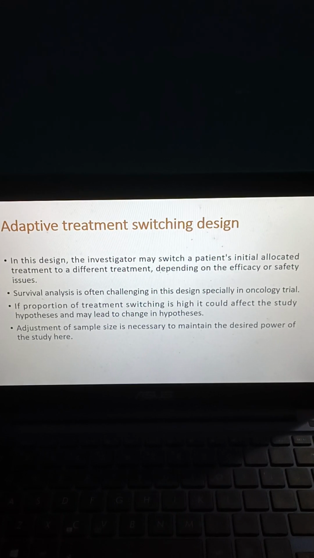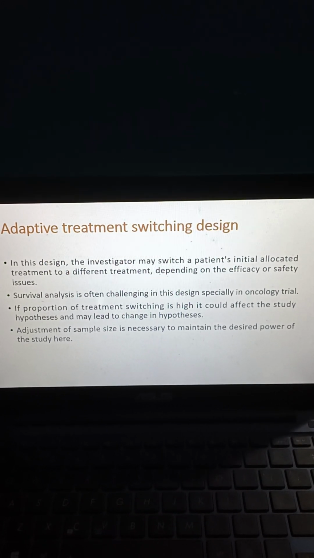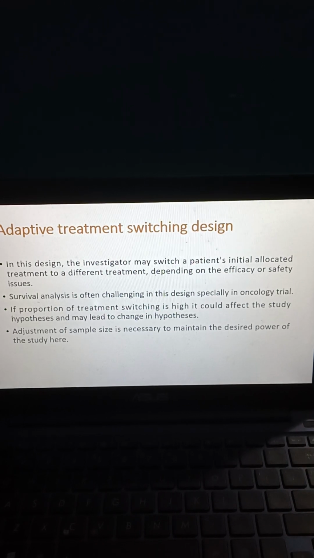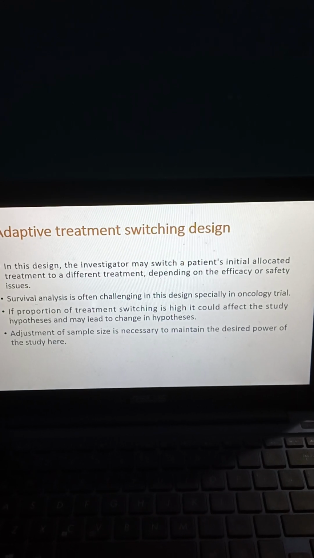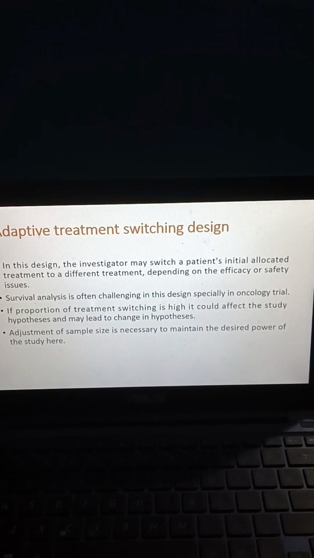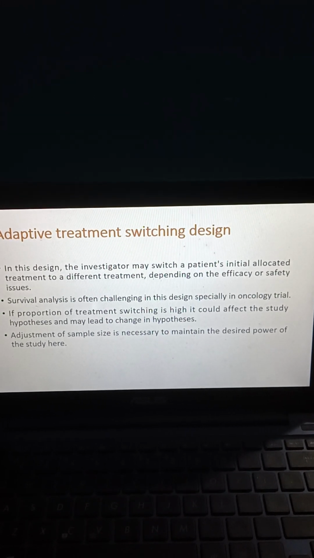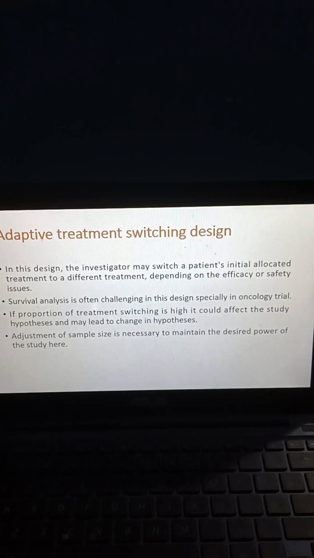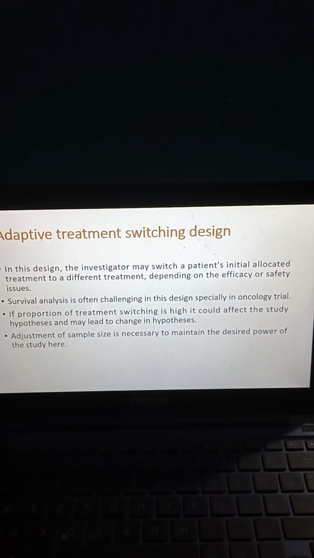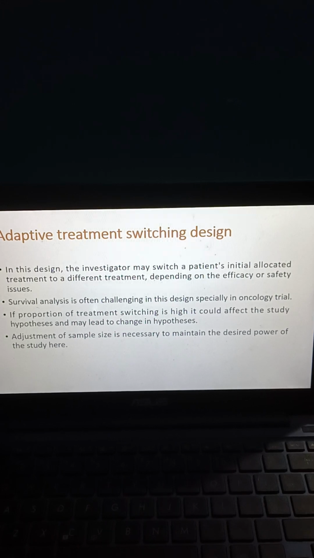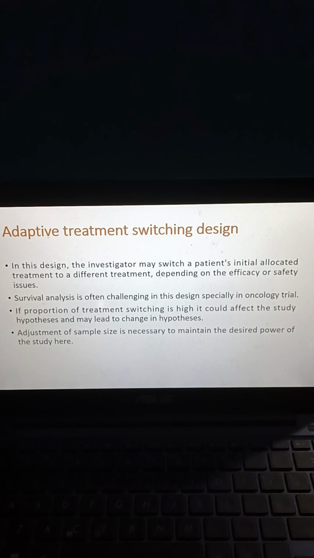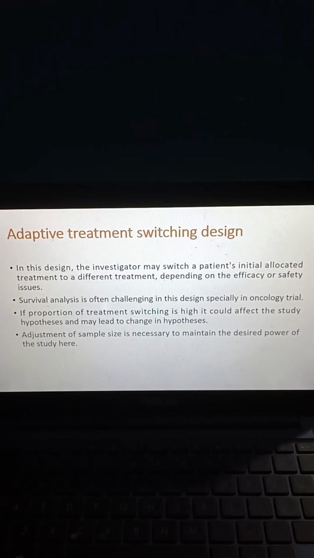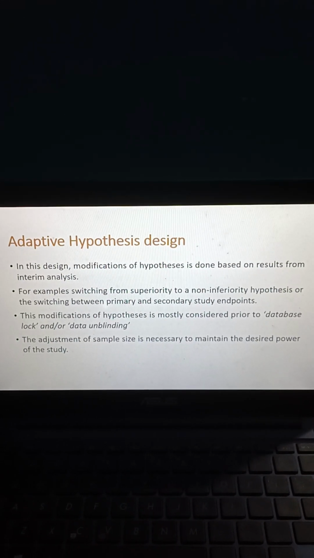Then adaptive treatment switching design. In this design, the investigator may switch a patient's initial allocated treatment to a different treatment depending on efficacy or safety issues. Survival analysis is often challenging in this design, especially in oncology trials. If the proportion of treatment switching is high, it could affect the study hypothesis and may lead to a change in hypothesis. So adjustment of sample size is necessary to maintain the desired power of the study in this design, adaptive treatment switching design.